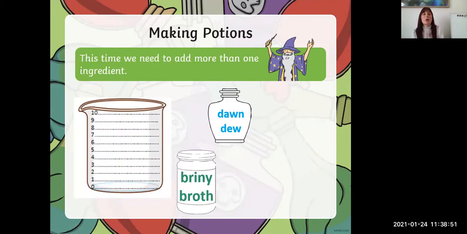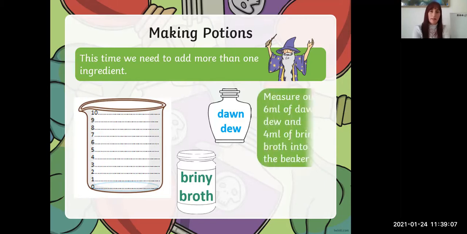Now this time we have to add more than one ingredient. We've got briny broth and Dawn Dew. Now this is similar to what you're going to be doing as part of your worksheet in a minute. So how do we draw that onto these measuring cylinders? Measure out 6 millilitres of Dawn Dew and 4 millilitres of briny broth into the beaker.